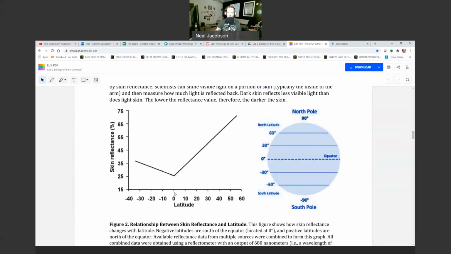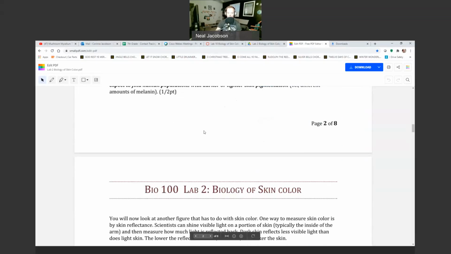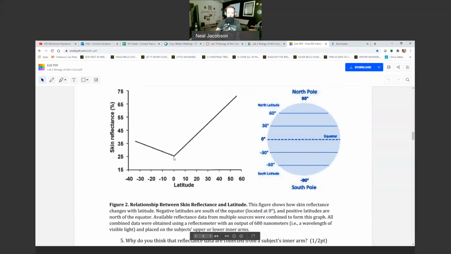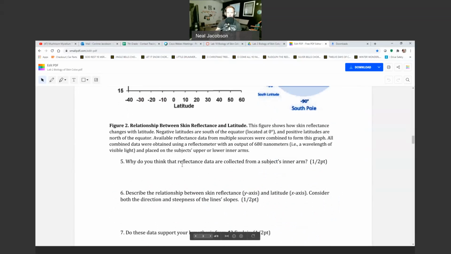And what they found is they were testing this hypothesis that I just gave you guys here, is that the closer to the equator you are, the darker your skin is. And that the further away from the equator you go, the lighter your skin is. And so one of the first questions is like, okay, let's think about where they're sampling. Why are they sampling from the subject's upper inner arm? Why not like their forearm or their face or the back of their neck?